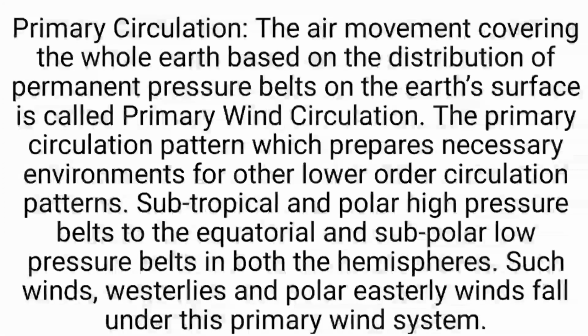Primary circulation: the air movement covering the whole earth based on the distribution of permanent pressure belts on the earth's surface is called primary wind circulation. The primary circulation pattern prepares the necessary environment for other lower order circulation patterns. From the subtropical and polar high pressure belts to the equatorial and subpolar low pressure belts in both hemispheres, such winds, trade winds, westerlies and polar easterlies, fall under this primary wind system.